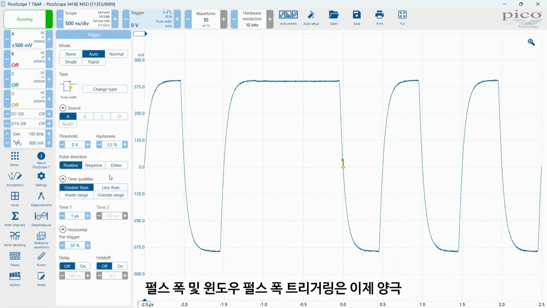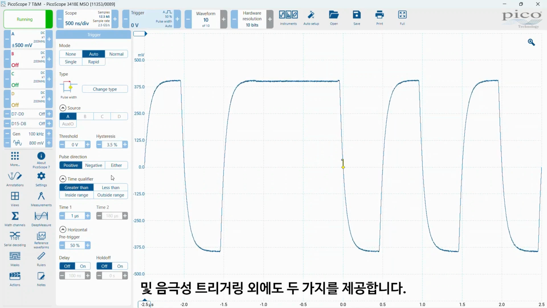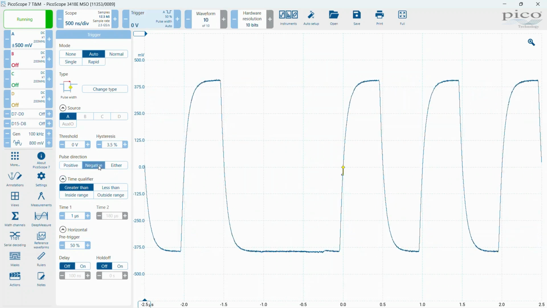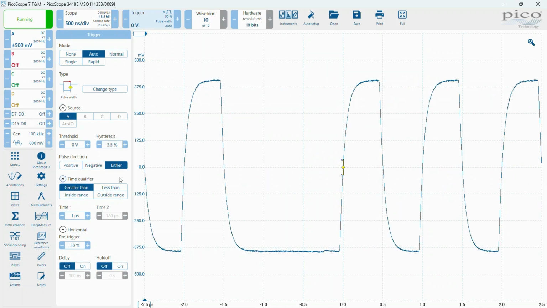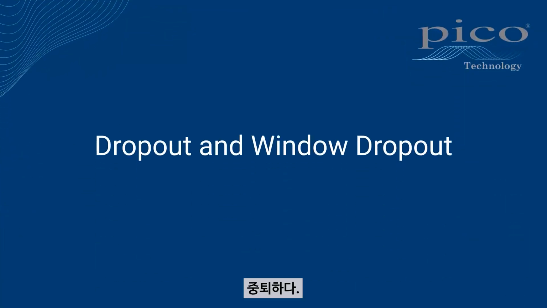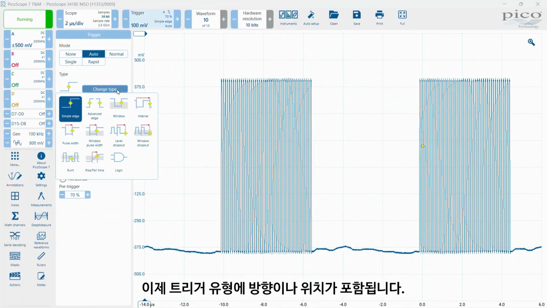Pulse width and window pulse width triggering now offer either, in addition to positive and negative polarity triggering. Dropout and window dropout. Dropout and window dropout trigger types now include direction or location.